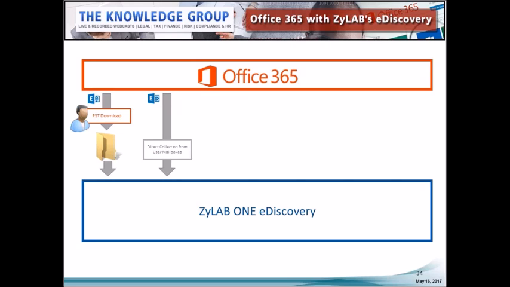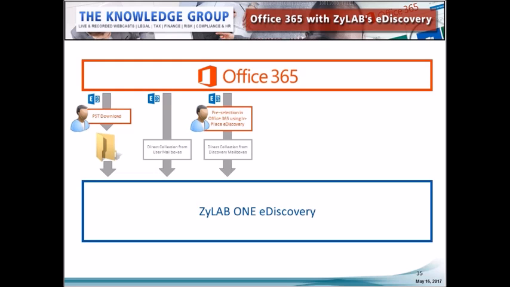We can do direct collections from the user mailboxes. We can use Office 365, the E3 or the E5 environment, and then also use it with the in-place eDiscovery solution, and then only collect what is left after the eDiscovery operations in Microsoft. We can use the advanced E5 with machine learning.